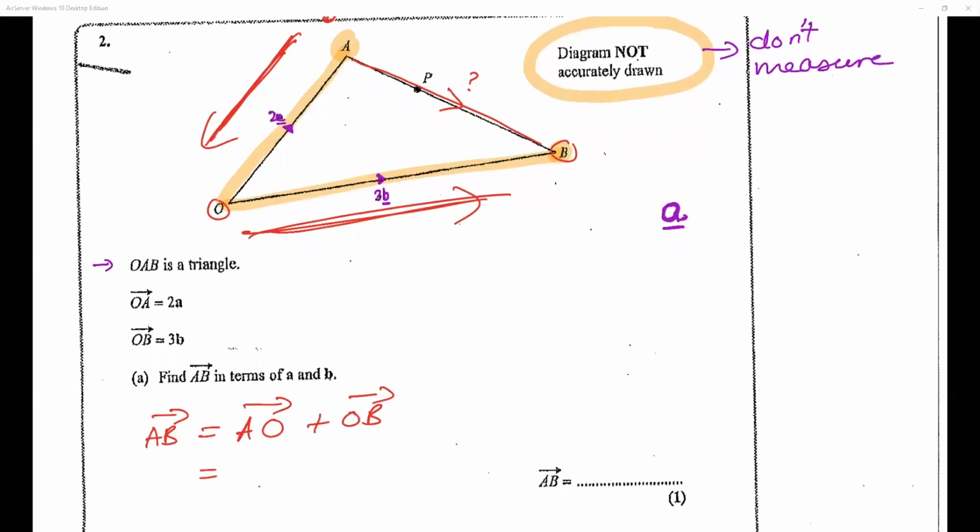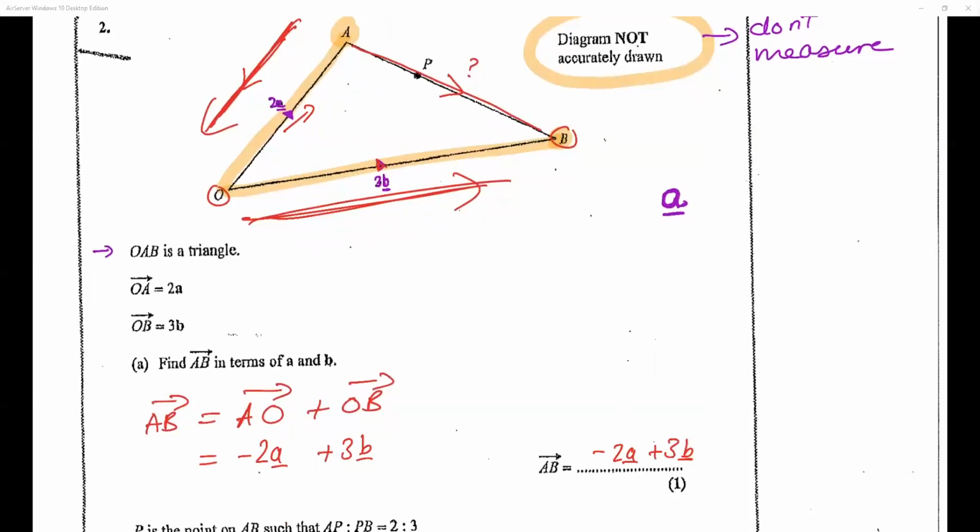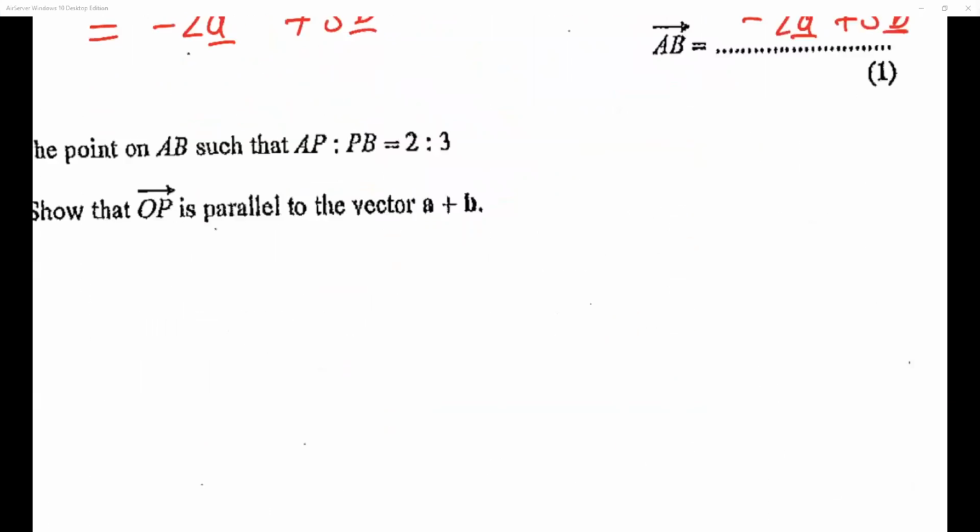So AO, if I got 2a going upwards and you're traveling downwards, what will that be? Will there still be 2a? No, it would be negative 2a. Fantastic. And now we're going in the direction of 3b. So what will that be? Just plus 3b. Fantastic. Lovely. So minus 2a plus 3b. That's excellent. Okay, next. What's the next part say?